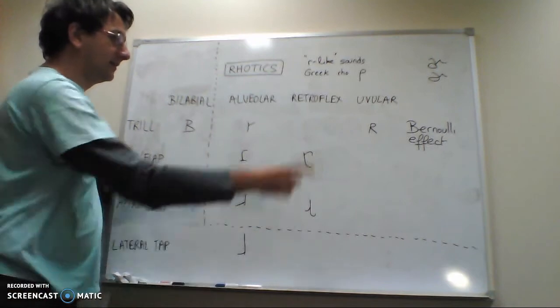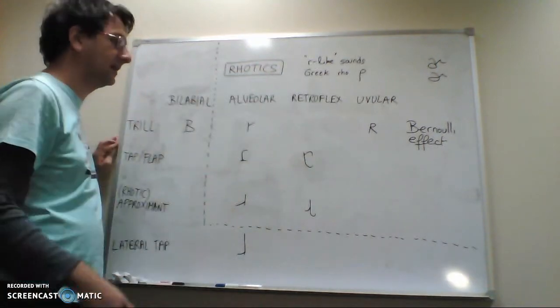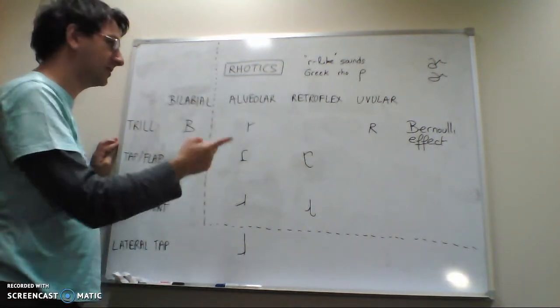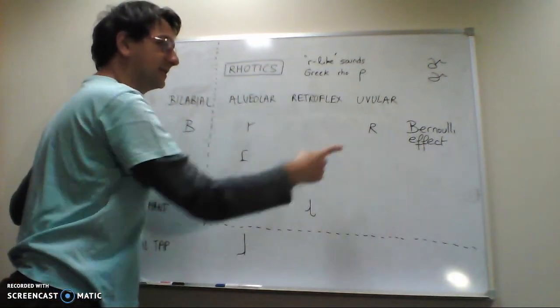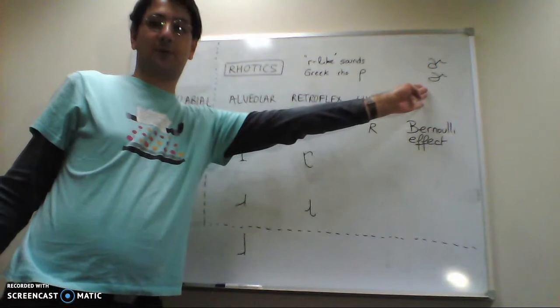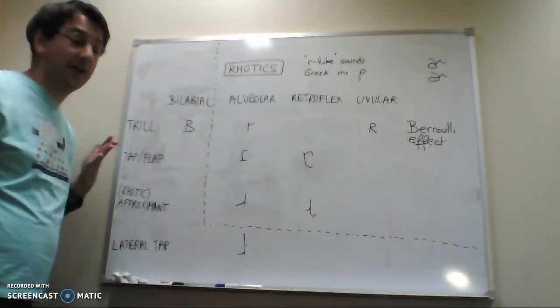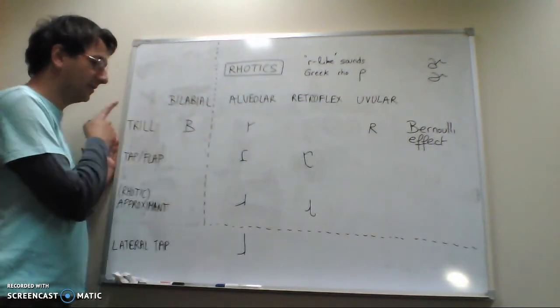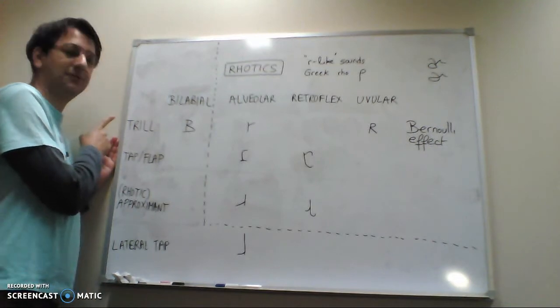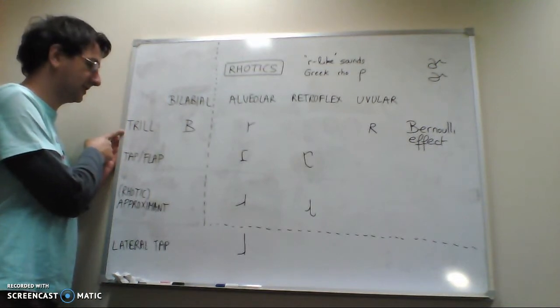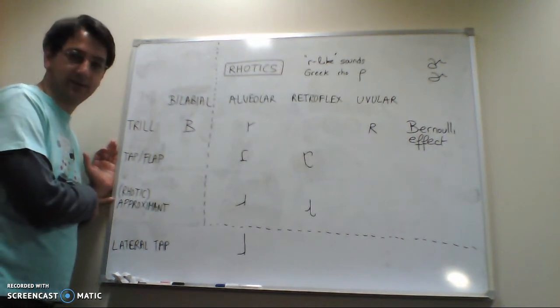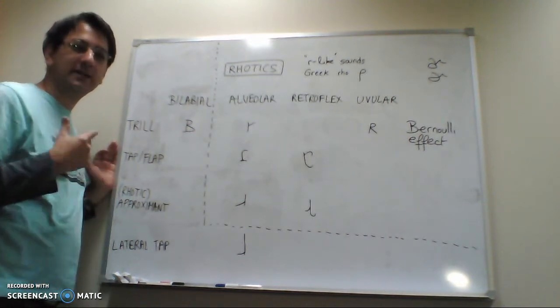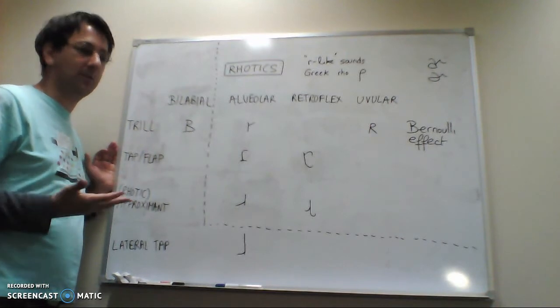But these rhotics here belong to different places of articulation. We have alveolar rhotics, retroflex rhotics, uvular rhotics, even vowel rhotics, or rhotic vowels. And then also they can come in different manners of articulation, such as a trill, a tap or flap, or an approximant. So what is it that rhotics have in common?